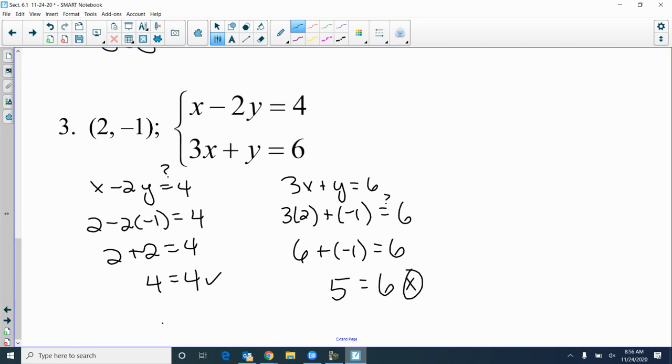5 does not equal 6. So that means 2, negative 1 is not a solution. I at least wanted you to see one that didn't work. And this is a key thing we're looking for: did you plug it in correctly, and then therefore you determine it's not a solution for them.